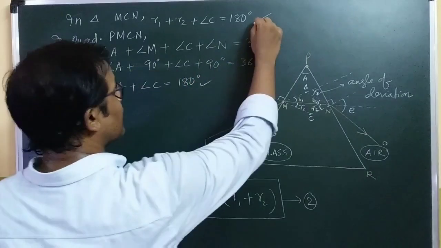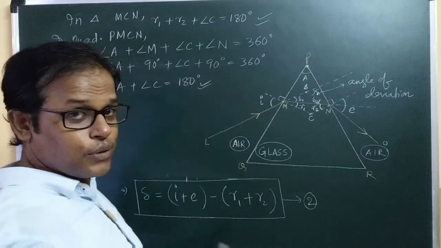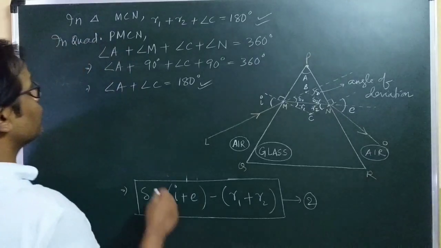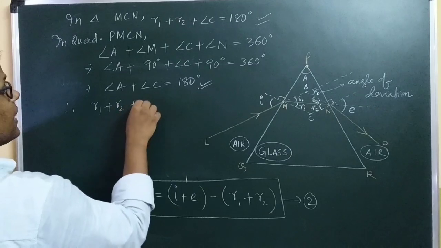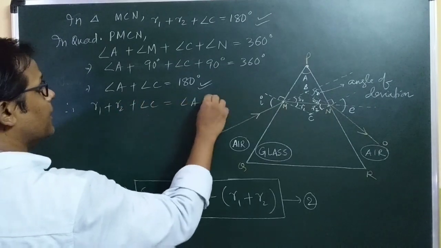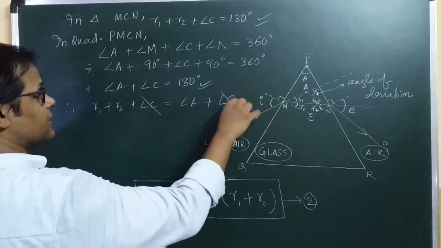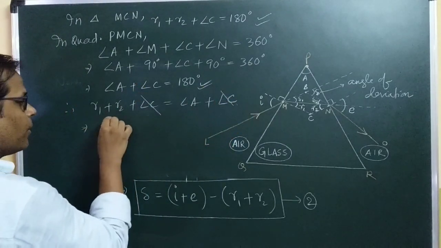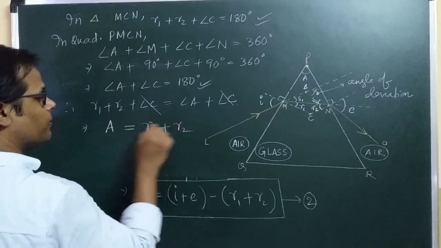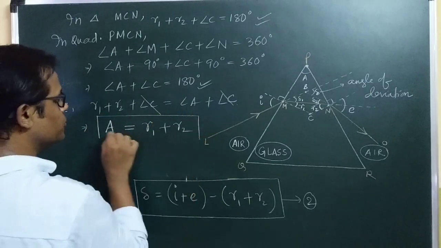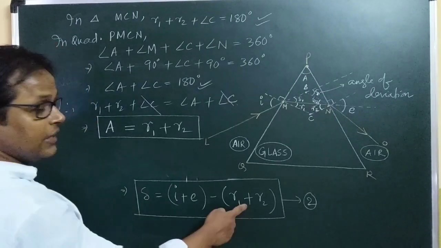Now observe this and this. The right hand sides are equal to 180. So the left hand sides can be equated to 180. So from these two expressions, therefore, R1 plus R2 plus angle C should be equal to angle A plus angle C. That's great. And we lose this angle C. Hence, very, very important, the angle of the prism is always equal to R1 plus R2. Super important. That's it. Very important. You see that?